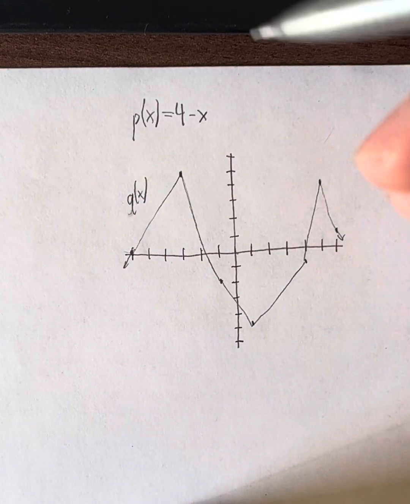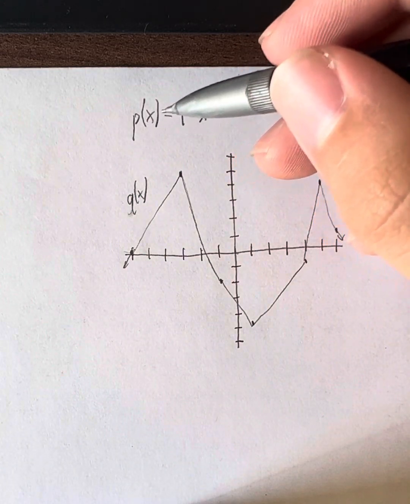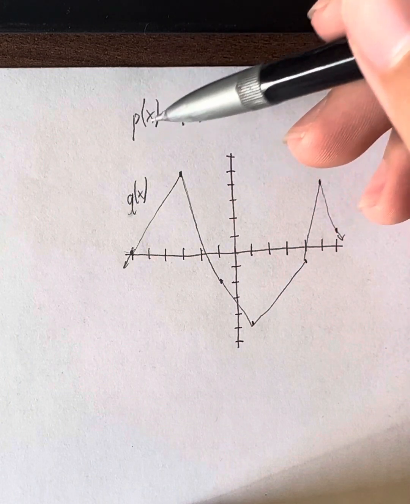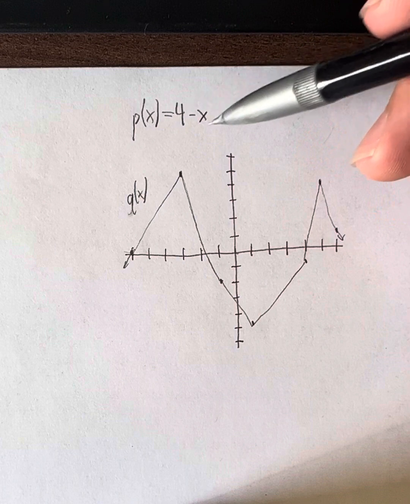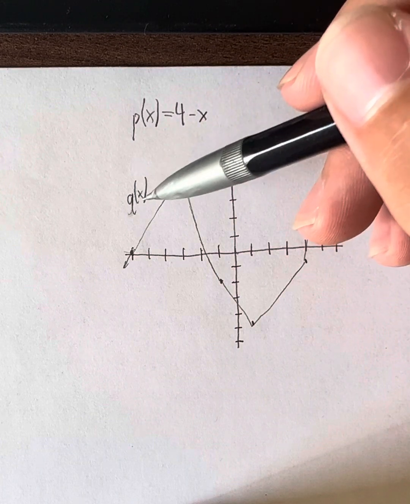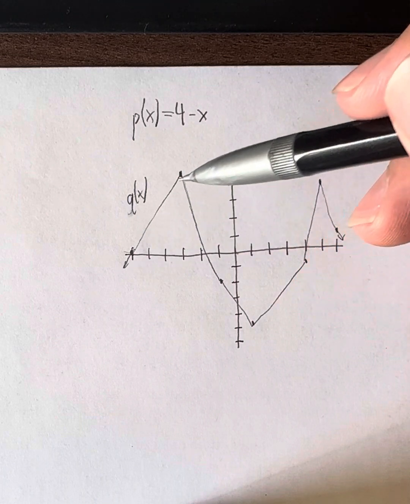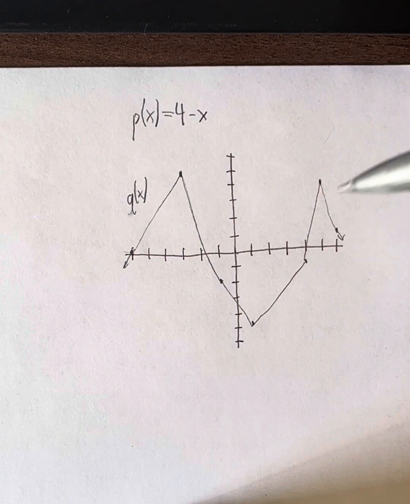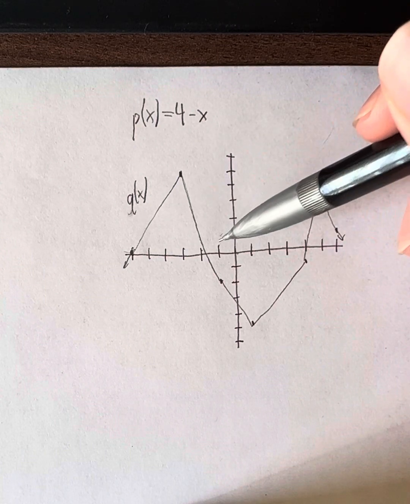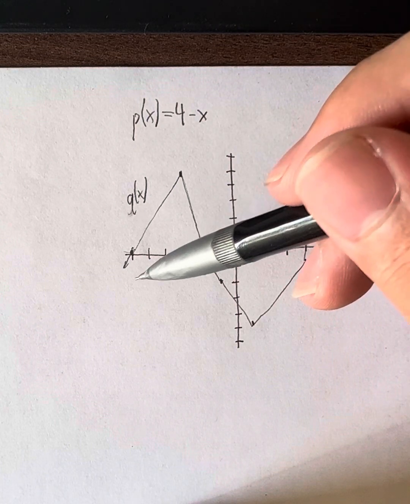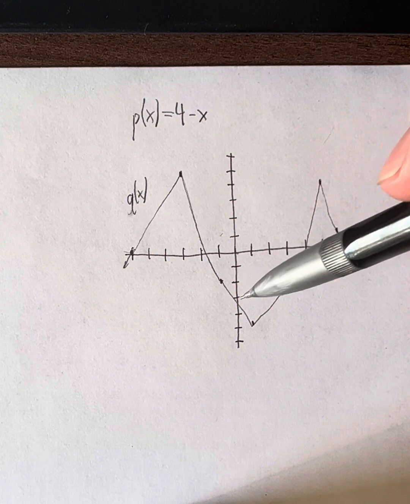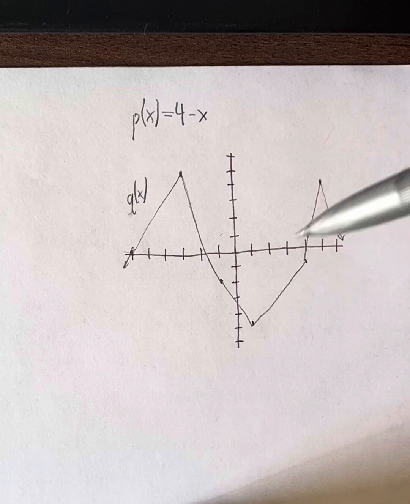So let's say we had two functions expressed in different forms. We have p of x equals 4 minus x, and that's expressed in equation form. Then we have q of x, which is expressed in graph form. This is not drawn to scale. It's -1, -2, -3, 1, 2, 3, 1, 2, 3, -1, -2, -3.